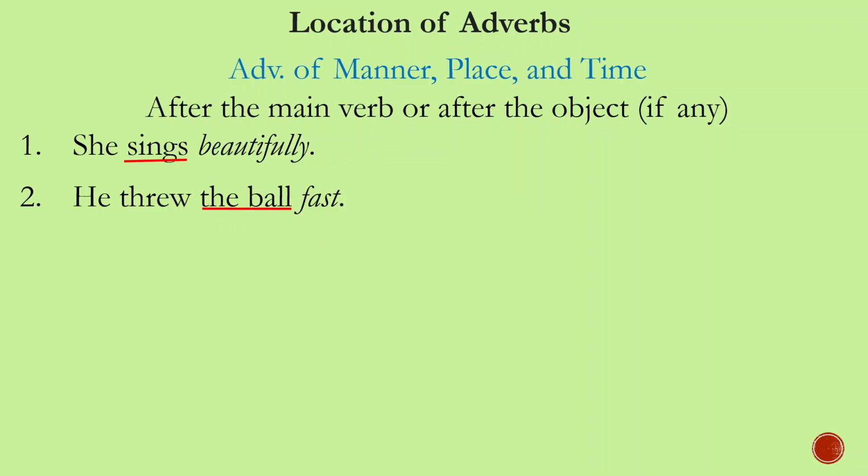Here, we don't say he threw fast the ball because it has an object, ball. So the adverb of manner comes after the object ball. He threw the ball fast.